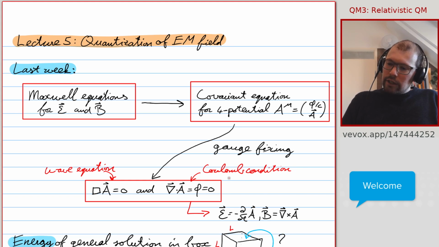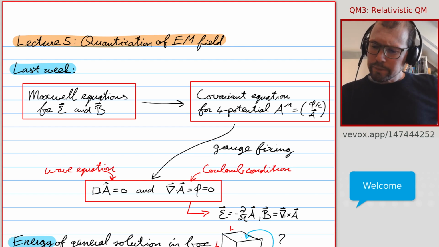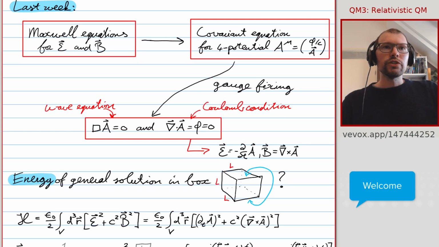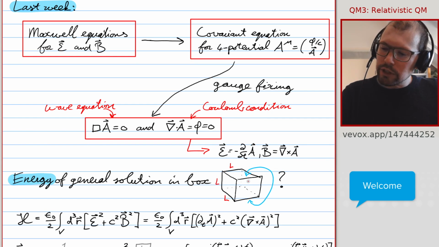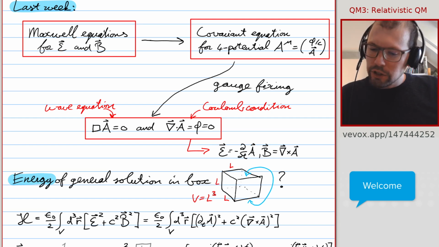In this particular gauge, the expressions for the electric and magnetic field are also quite simple. Our electric field is just minus the time derivative of the vector potential. And the magnetic field is simply the curl. And we started looking at a general solution of this wave equation in a box with periodic boundary conditions of volume V equal to L cubed.